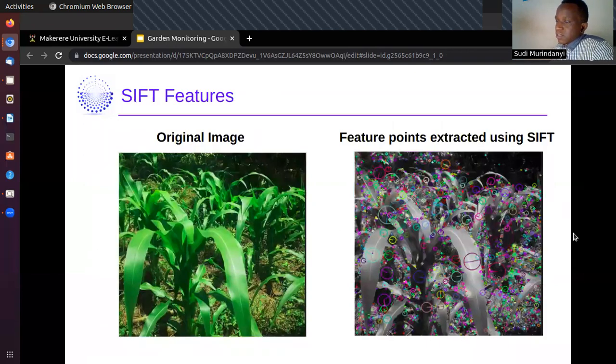So this is what you get after using SIFT. These are feature points. What we know is that SIFT is the scale-invariant feature transform algorithm that extracts features from the images. So here you get key points based on the local intensity extremes in the different scales of the images.